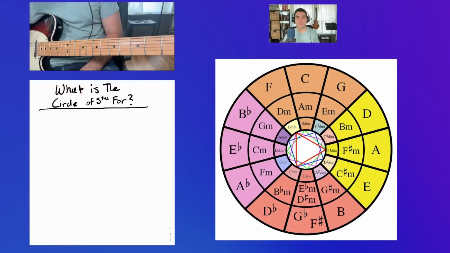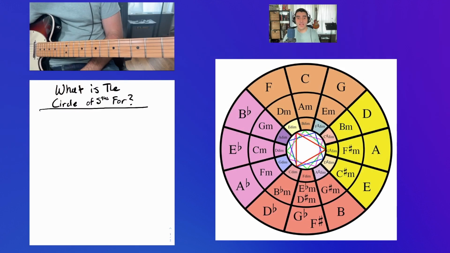Because as someone who's literally gotten a master's degree in jazz guitar, I'm going to tell you right now that I actually barely use the circle of fifths, only for a couple of situations. So I want to show you what you can actually use the circle of fifths for to benefit your playing, rather than just thinking it's something you've got to memorize. So let's jump right into it.